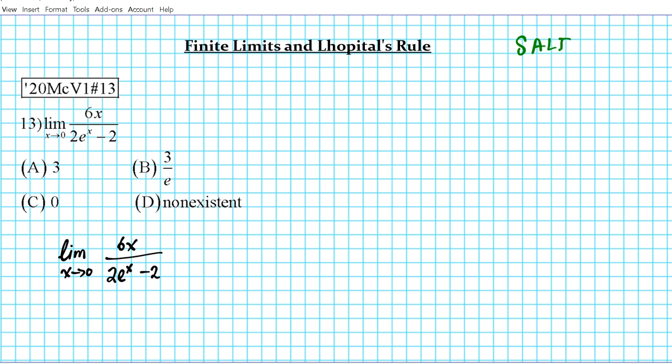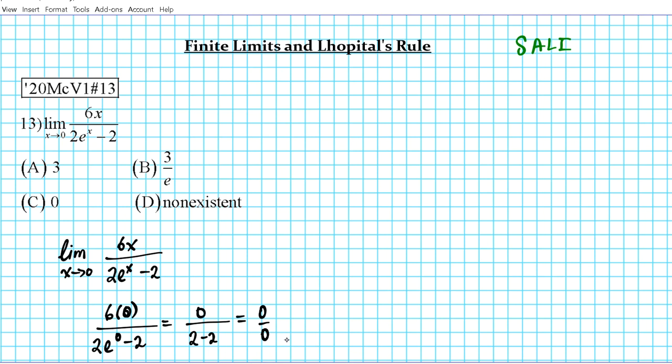Okay, so we're going to solve this problem real quick. First step is to substitute and see if we can get the answer. So let's substitute. When we substitute, we're going to have 6 times 0 divided by 2e to the 0 minus 2. Let's go ahead and work this out using our order of operations. Multiply the numerator, you get 0, and the denominator, e to the 0 is 1, so you have 2 minus 2, which is equal to 0 over 0.